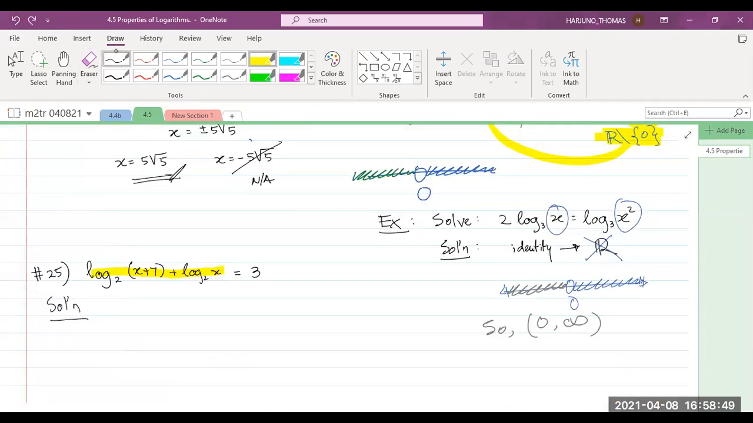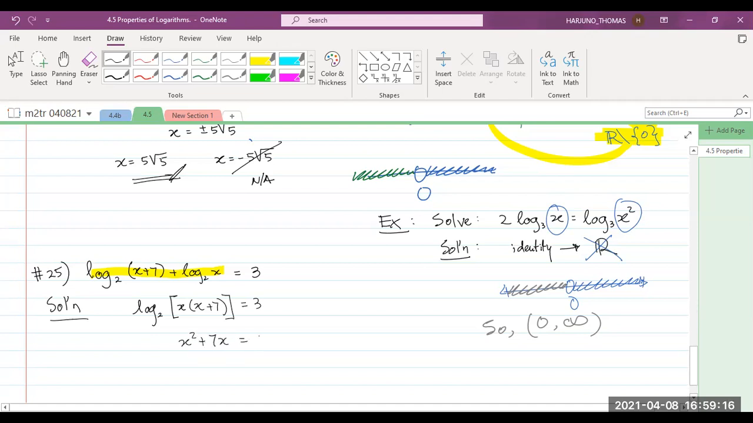Okay, so let's do that. On the left-hand side, I make it into a single log, log base 2 of x times x plus 7, equals 3. I'll change that into exponential form. So x squared plus 7x equals 2 to the power of 3.